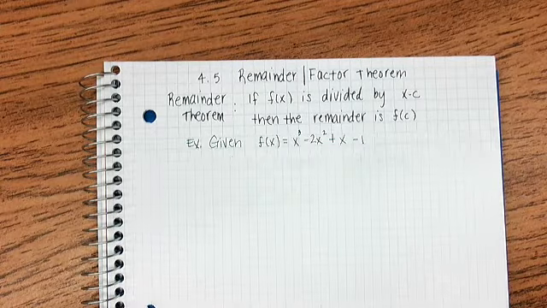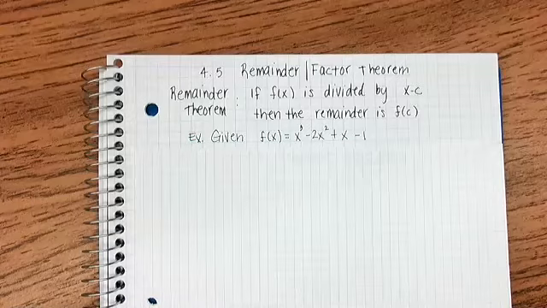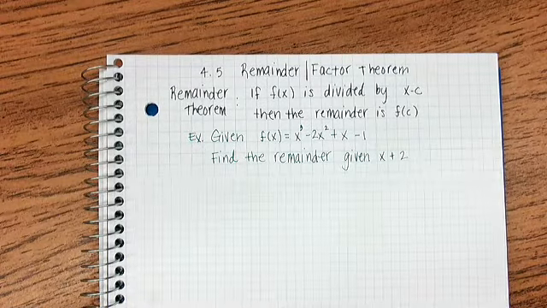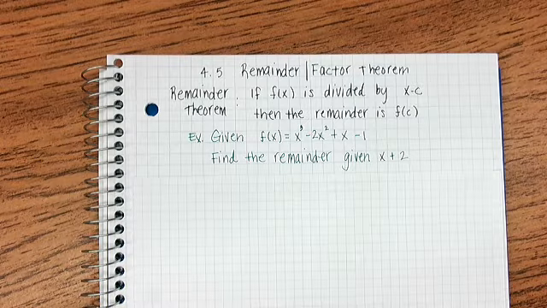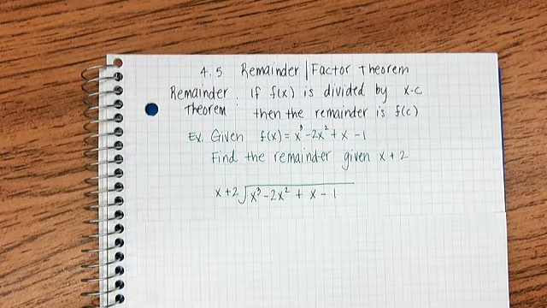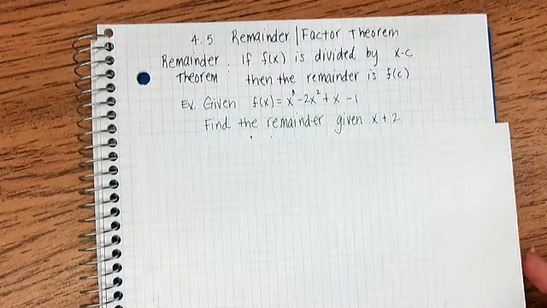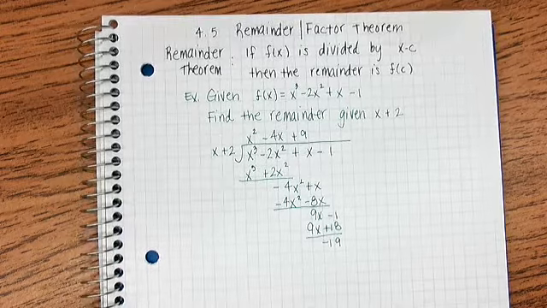So, for example, what's this look like? I'm going to give you this function, x cubed minus 2x squared plus x minus 1. And I want to find the remainder given the binomial x plus 2. Okay, so we're going to do it the long way to start, and that is we're going to find the remainder using long division. After you've done the long division, you should have gotten that the remainder was negative 19.